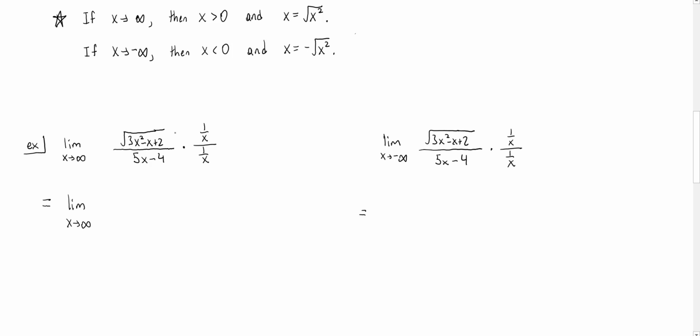All right, so here, when we multiply these two together, I'll write it as the square root of 3x squared minus x plus 2 all over x. In the denominator, if we distribute the 1 over x, we're going to get 5 minus 4 over x. And it's going to be exactly the same over here as well.